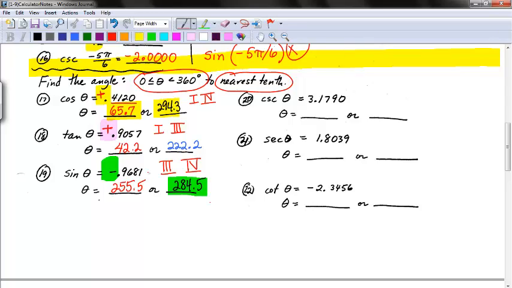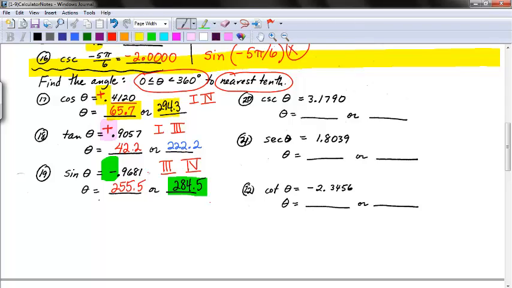255.5. And again, you could go back and substitute those in, and if you figured the sine of 255.5, it's going to be close to negative 0.9681. It won't be exact because we rounded them. Everybody okay with those 3?